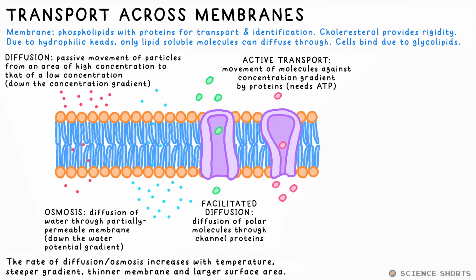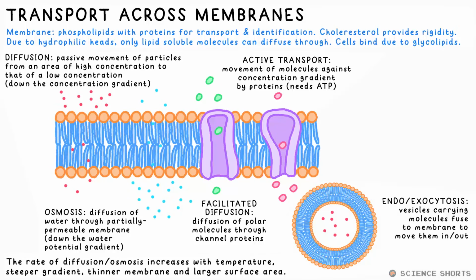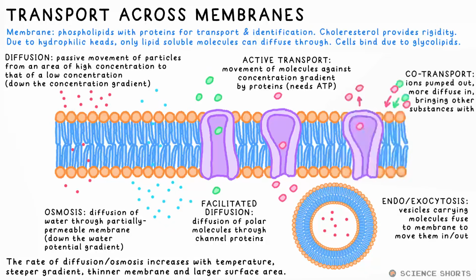Active transport can move all sorts of molecules against the concentration gradient, but this requires energy supplied by ATP. Endocytosis and exocytosis involve packaging up molecules in vesicles that move through the membrane in or out of the cell respectively. Cotransport is a type of active transport whereby ions are exchanged across a cell membrane.